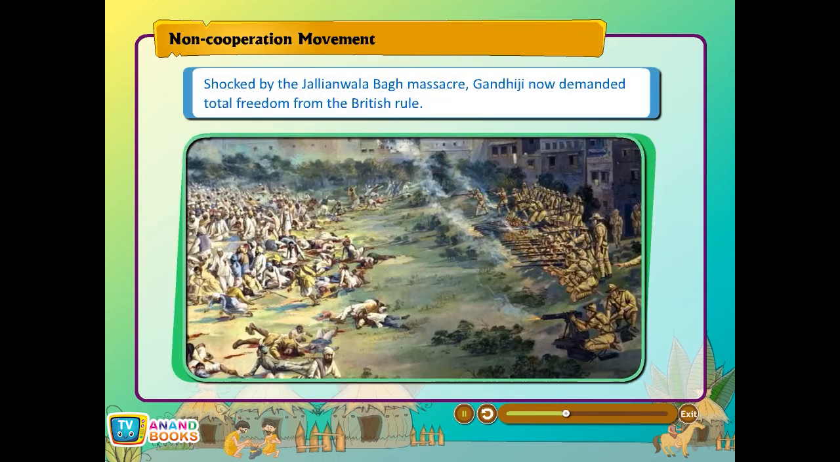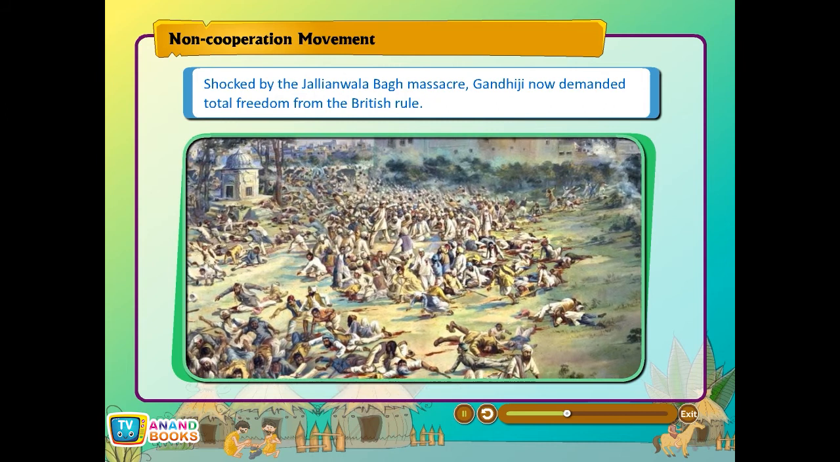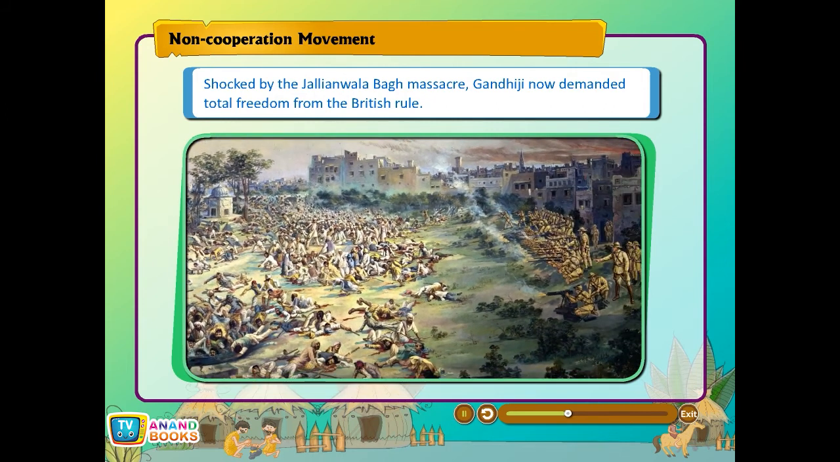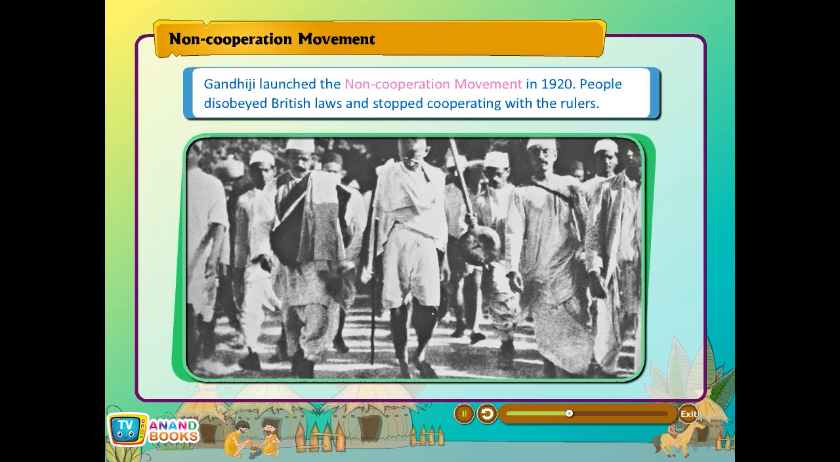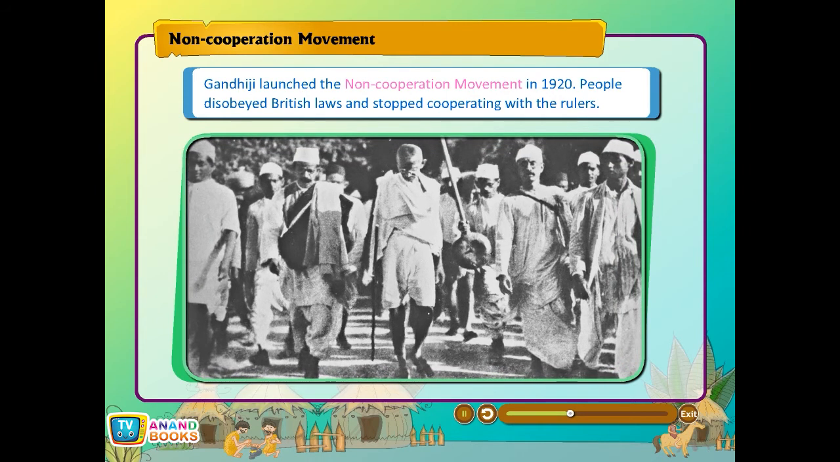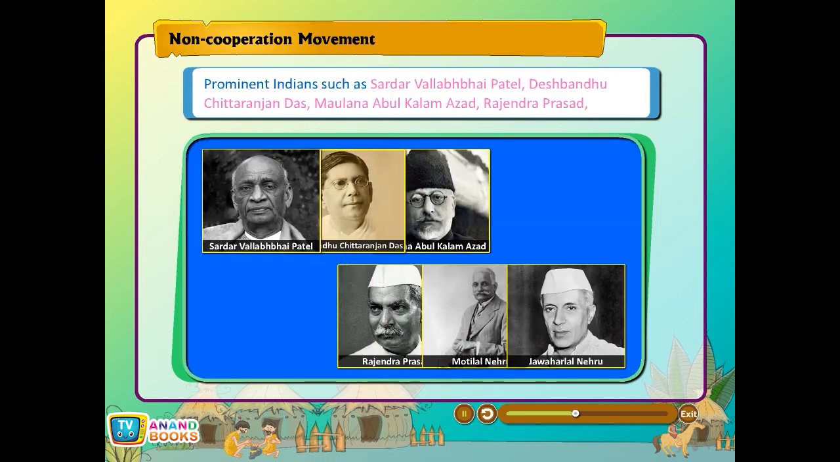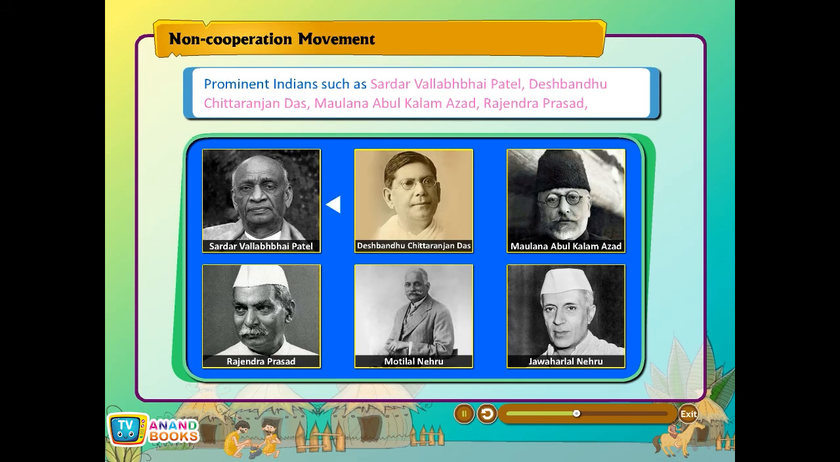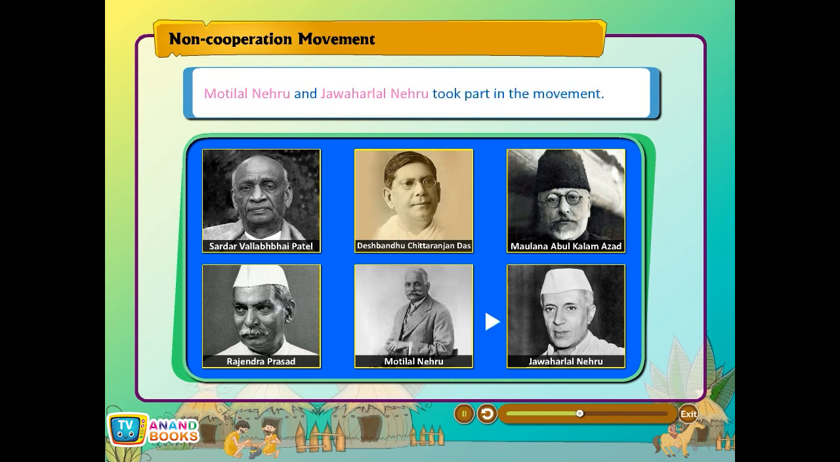Non-cooperation movement. Shocked by the Jallianwala Bagh massacre, Gandhiji now demanded total freedom from the British rule. Gandhiji launched the non-cooperation movement in 1920. People disobeyed British laws and stopped cooperating with the rulers. Gandhiji's method was based on non-violence, and thus all protests were carried out peacefully. Prominent Indians such as Sardar Vallabhbhai Patel, Deshbandhu Chittaranjan Das, Maulana Abul Kalam Azad, Rajendra Prasad, Motilal Nehru and Jawaharlal Nehru took part in the movement.